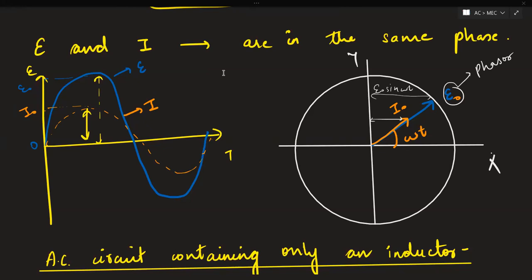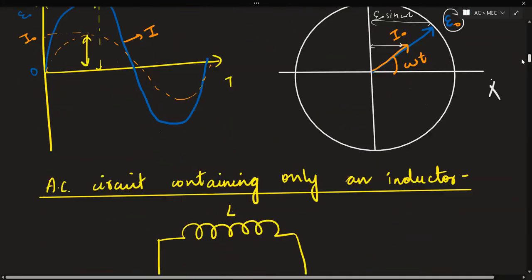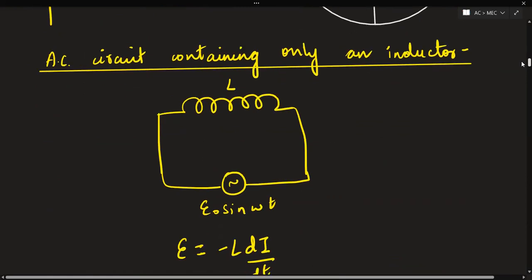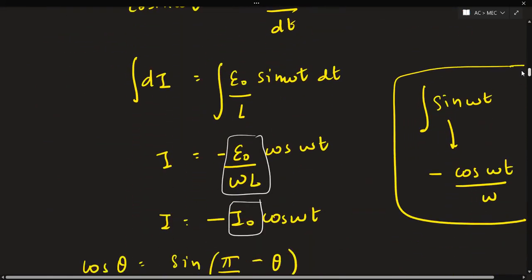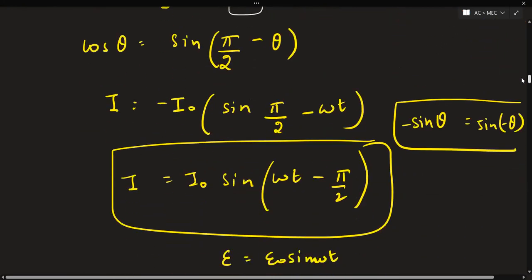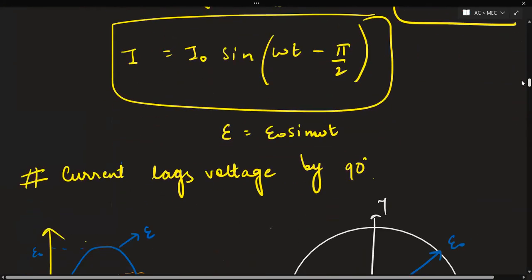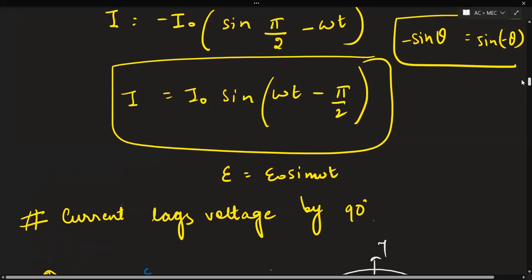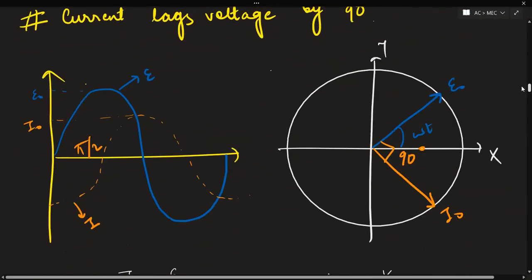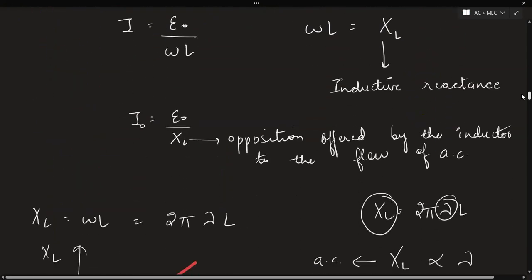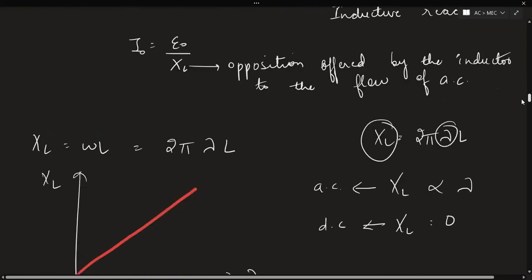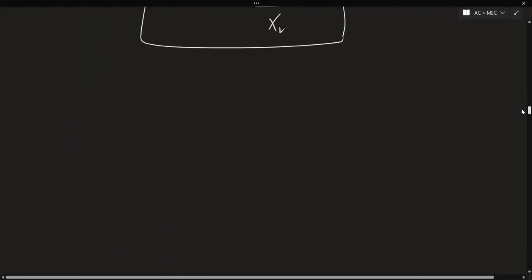Okay, Sarah, right. See, others have not revised at all. For the circuit containing only an inductor, you have E is equal to E naught sine omega t and I is equal to I naught sine omega t minus pi by 2. Minus pi by 2 means current is lagging behind. EMF leads current, EMF is ahead of current by pi by 2. Or you can say current lags voltage by 90 degrees. And this is how the graphs look. Both are not in the same phase. Here we have the resistance value as XL, whose value is omega L, which is directly proportional to the frequency.